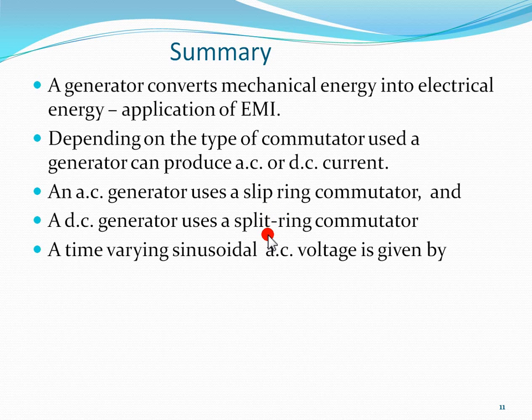The time varying AC voltage is given by E m sin omega t, where NBA omega is the maximum value of the EMF induced, where omega is 2 pi times frequency. So the EMF depends on the frequency of the rotation of the coil, the angular velocity of rotation of the coil.